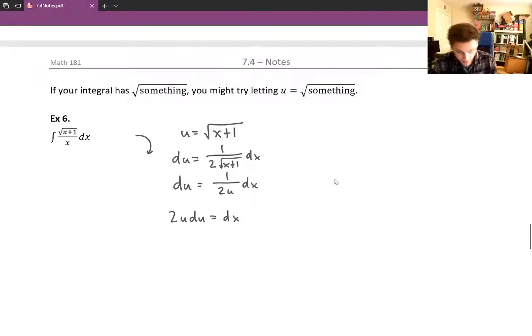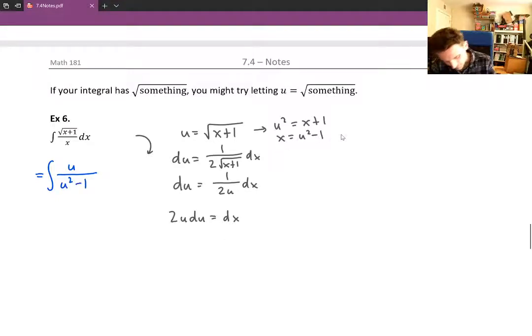So now with our substitution, we can write, oh, and there's one more thing we need to do, which is replace the x here. So we can solve this one for x. We'll write u squared equals x plus 1, so x equals u squared minus 1. So we can replace everything in our original integral. Let me switch over to blue. We'll get the integral of, so the square root of x plus 1 is u, over x right here is u squared minus 1. And then dx is 2u du.